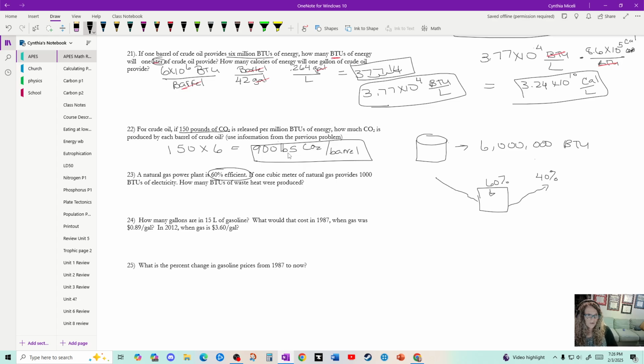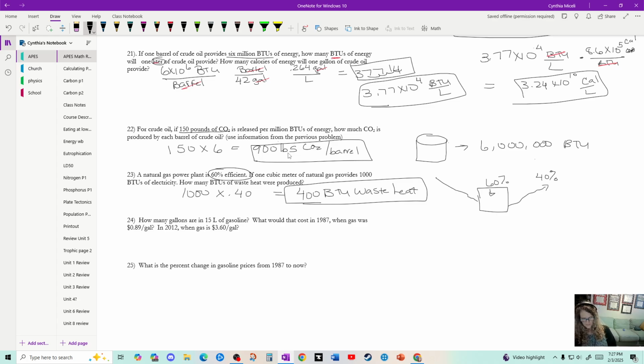So, question. If 1 cubic meter of natural gas provides 1,000 BTUs of electricity, how much is waste heat? So all I need to know is 40% of 1,000. That's it. So 1,000 times 0.4 for 40%, which is 400. So it's 400 BTUs of waste heat. That's it. Done. That's a 5-second problem.